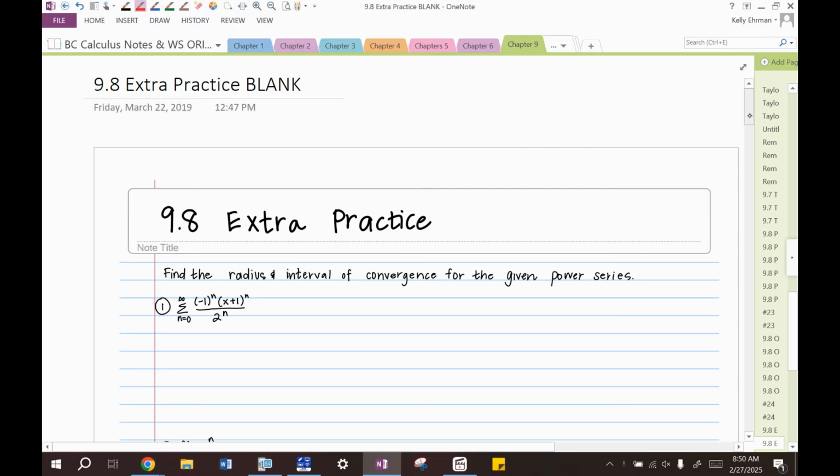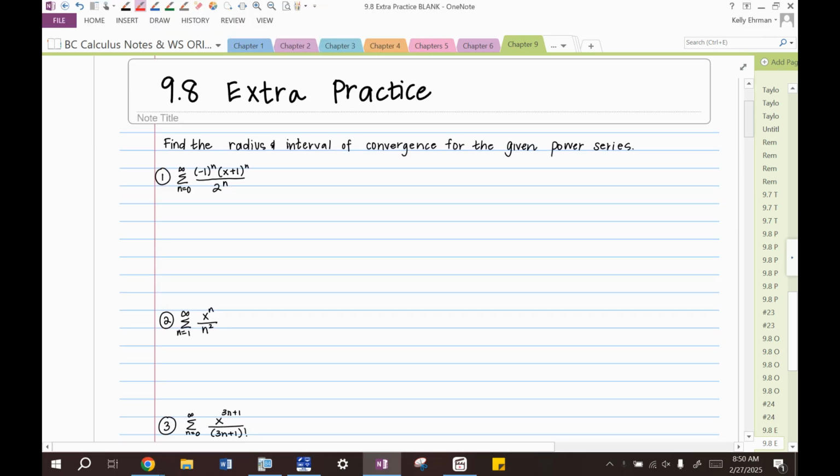All right, we are working on 9.8, just extra practice here. So the directions say find the radius and interval of convergence for the given power series. So remember, your options are usually ratio test, maybe geometric series test if it applies. I don't think it does for any of these.